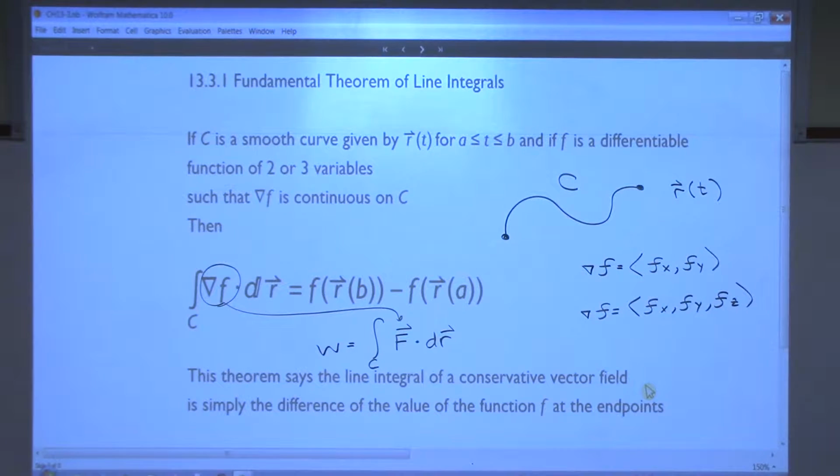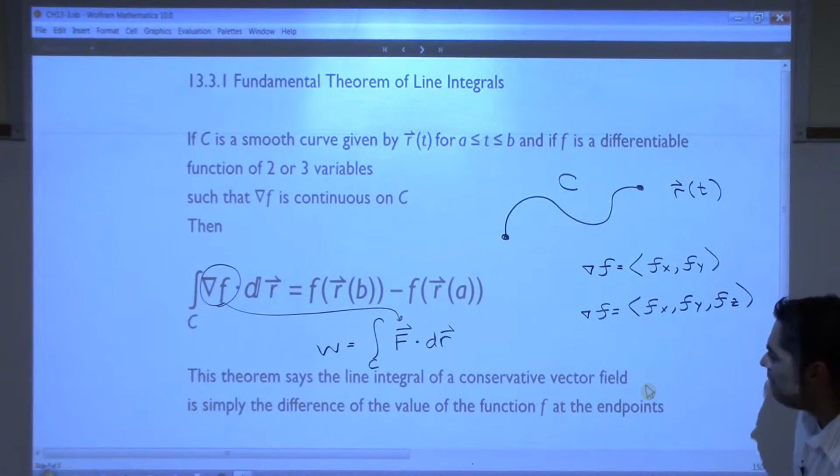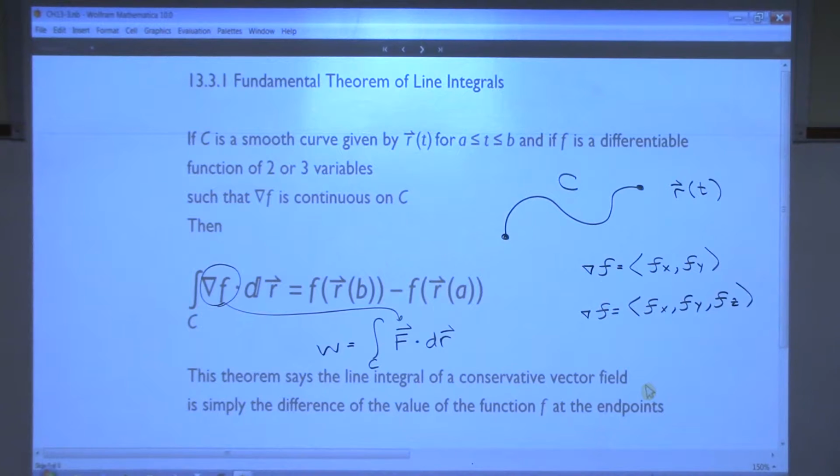This theorem also says in some way that the line integral of a conservative vector field is simply the difference of the value of the function little f at the endpoints. Okay. What does that mean? Do y'all remember what it meant for a vector field to be conservative? You have to be able to go from a gradient.